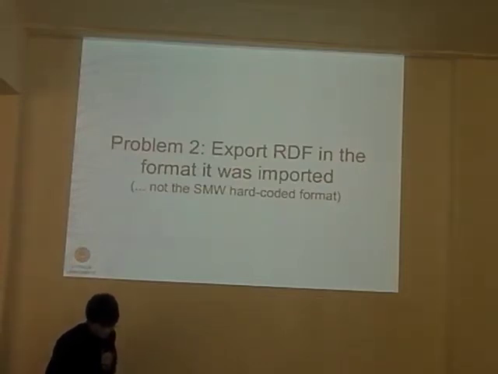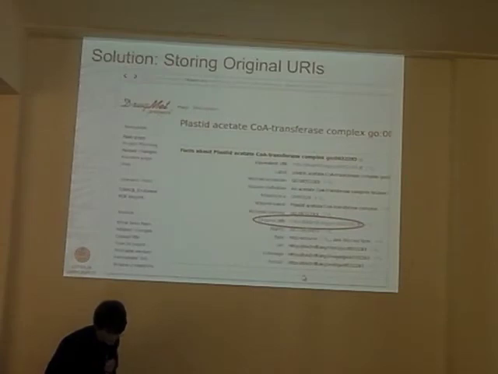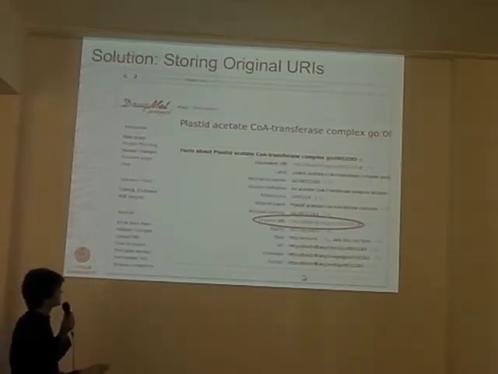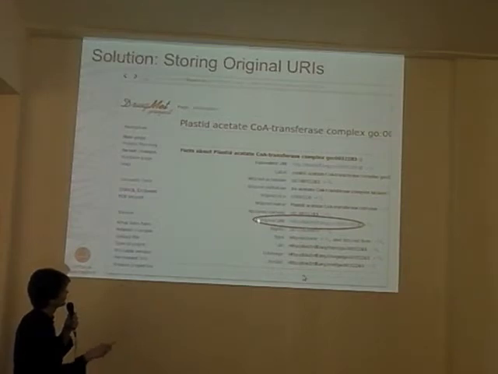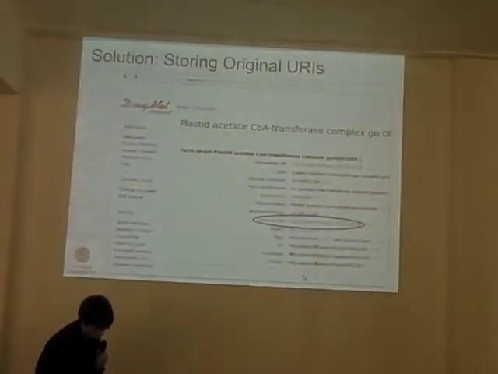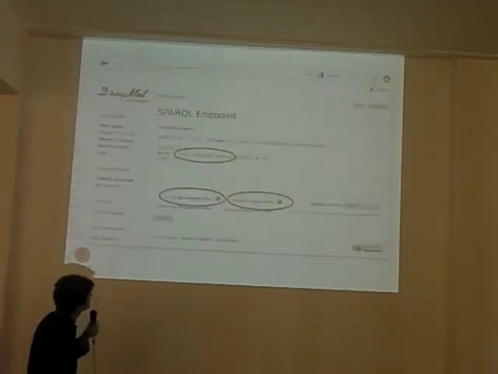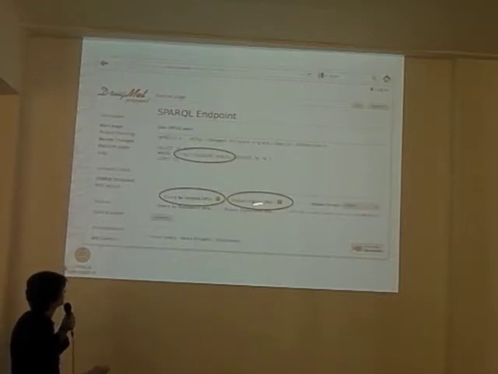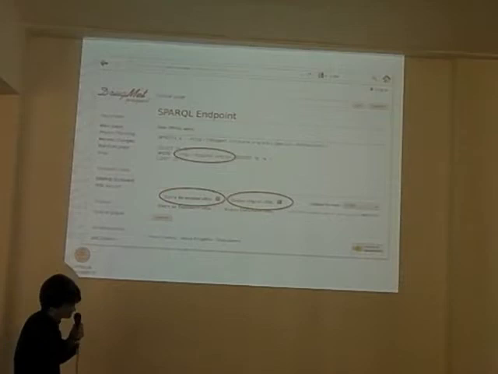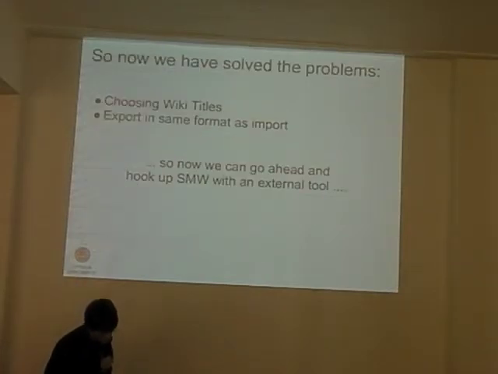So the second problem was that, as I said, the URIs that we used when we imported, we want to export as well. So the solution so far is that we added the original URI property. It's added by the import functionality. And actually this solves the problem, then it's possible to do some mapping afterwards in an ad hoc fashion, so that in the SPARQL endpoint form, you just click that you want to query by original URI and also output stuff in original URI. So we solved these two problems basically.